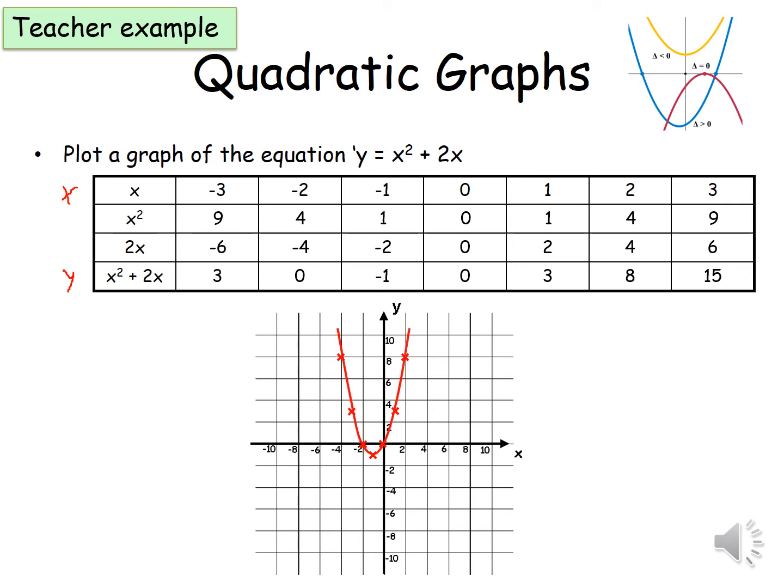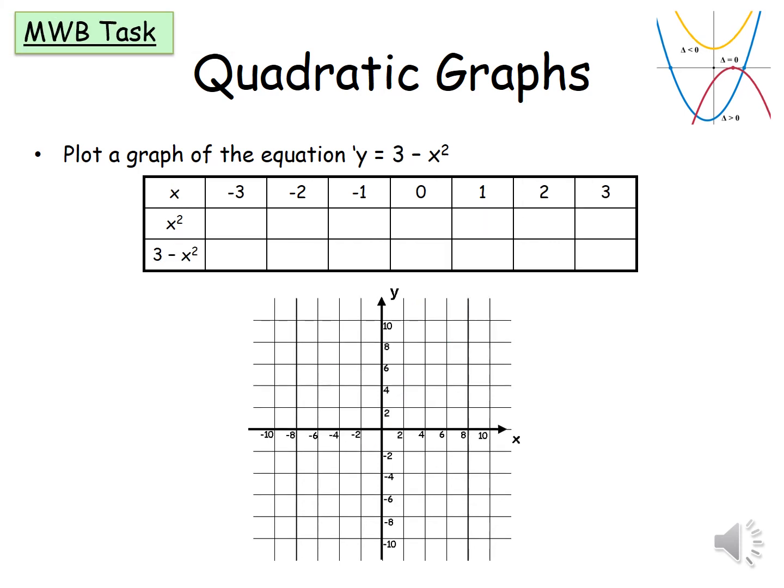The last thing that you need to do is draw the curve of this equation, the quadratic graph. And it should look like this. And the final thing that you need to do is label it. So this quadratic graph is called y equals x squared plus 2x. What I'd like you to do now is have a go at the following questions. Please pause the video here and have a go.